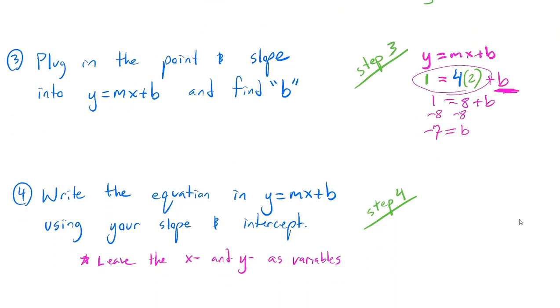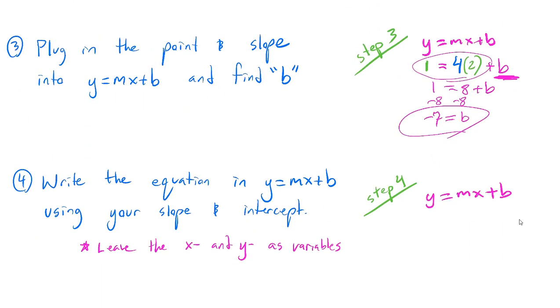And then finally, we just write the equation. We know b is -7, so we have y equals mx plus b. So now all we do is put in the slope, right? The slope up here was 4. So we go y equals 4x, and then y-intercept -7. So you write plus -7 or just -7, doesn't matter which one. There we go, right? And notice I said leave the x and y as variables. So it's a little confusing, right?